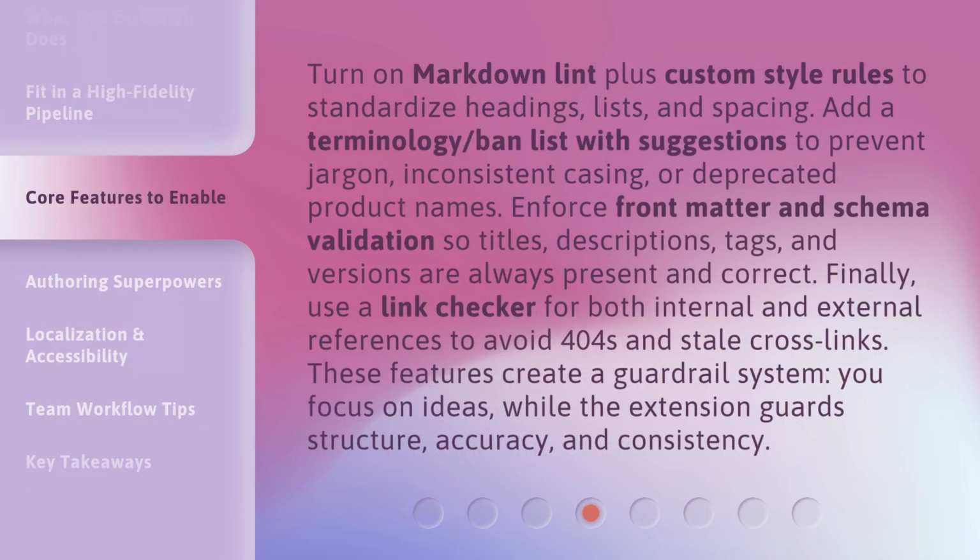Turn on Markdown lint plus custom style rules to standardize headings, lists, and spacing. Add a terminology/ban list with suggestions to prevent jargon, inconsistent casing, or deprecated product names. Enforce front matter and schema validation, so titles, descriptions, tags, and versions are always present and correct.